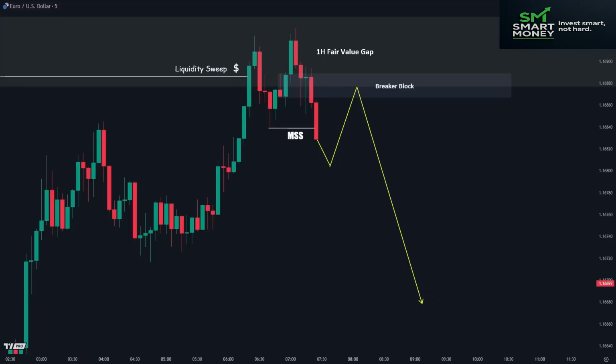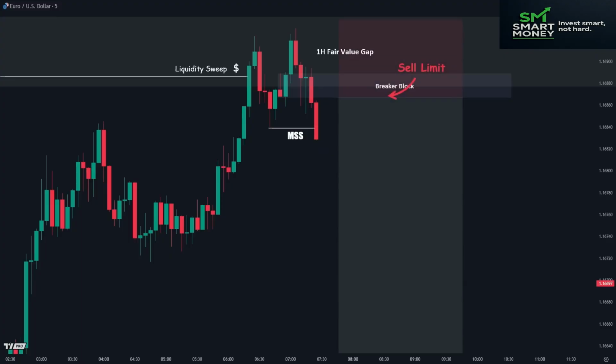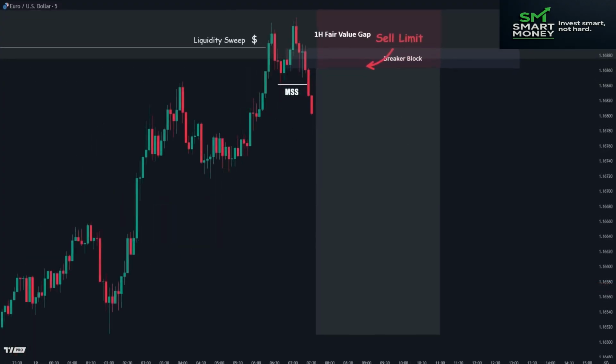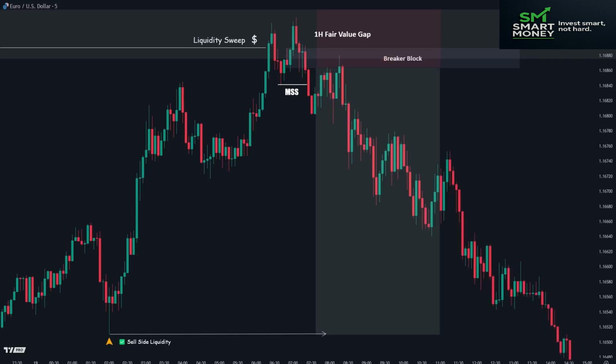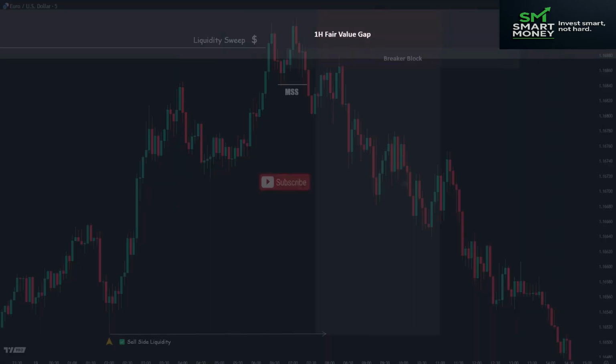So I'm setting my entry at the lowest point of the breaker block, with my stop loss a couple of pips above the higher high. For the take profit, I'm targeting the sell-side liquidity below this swing low, giving us roughly a 5 risk-to-reward ratio. Now let's see if our trade plays out successfully or not. As you can see, my order has been triggered and price pushed lower with great momentum and eventually hit the TP.